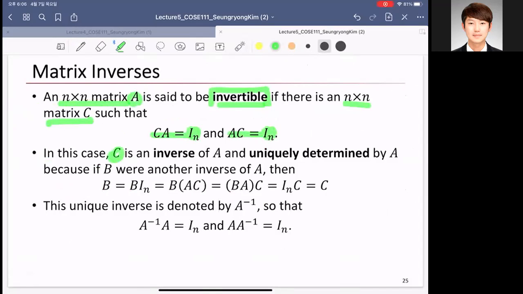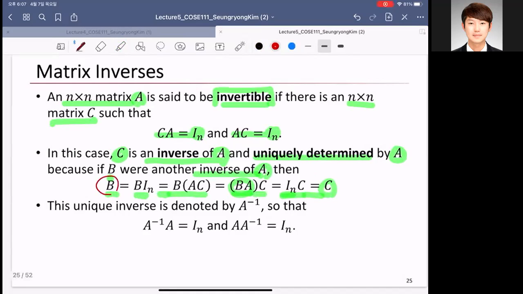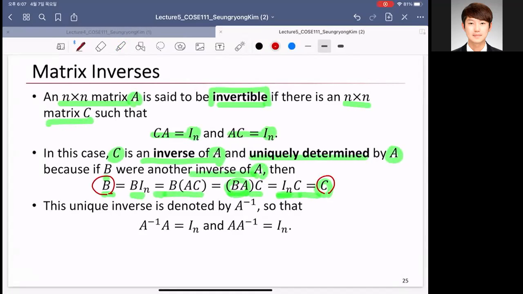In this case, C is the inverse of matrix A and uniquely determined by A, because if B were another inverse of matrix A, then B times I N should be B times AC, which is equal to BA times C, and BA should be I N, then I N times C, which is going to be C. So if B is another inverse of matrix A, this matrix B is equal to C. So in other words, this inverse of matrix A is uniquely determined.